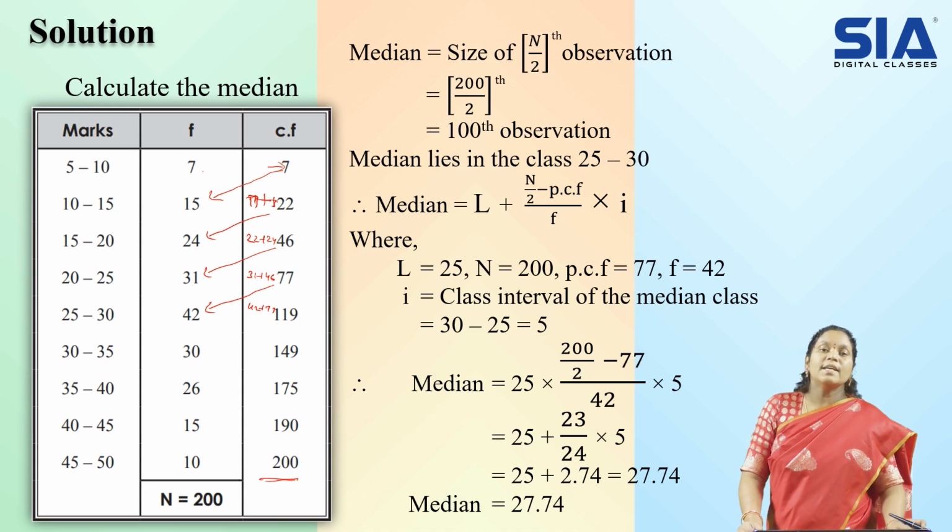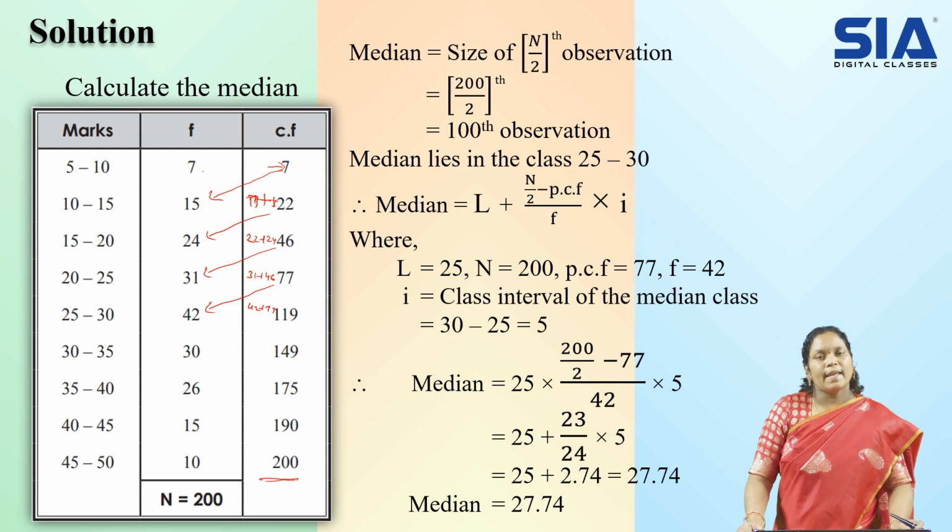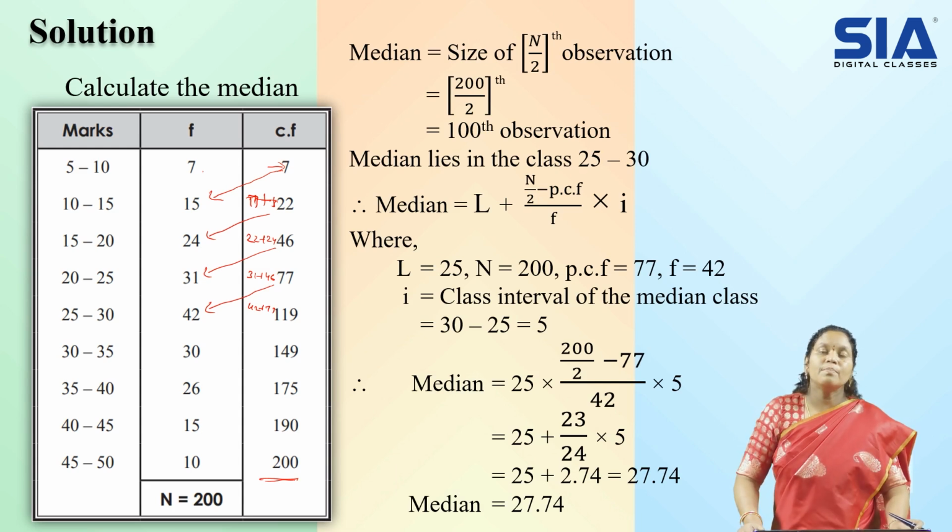Why? Because median means half the data, right? Middle value becomes the median. So to get the middle value, how to do? So n divided by 2. If you divide by 2, half the data is divided, right? So whenever you are dealing with median, you have to do n by 2. So that will give the middle value.